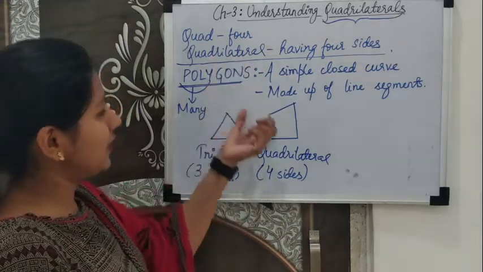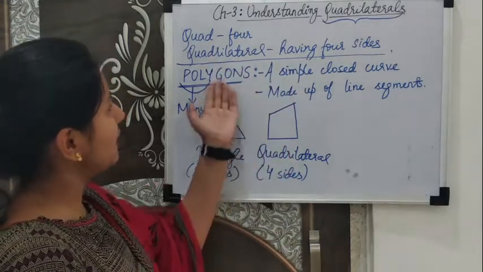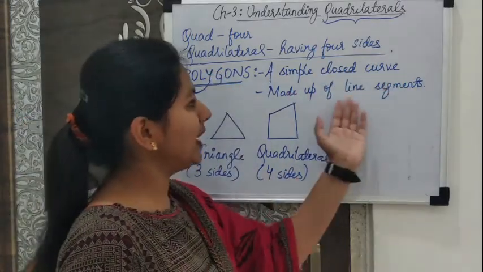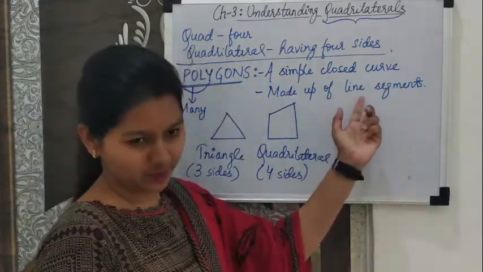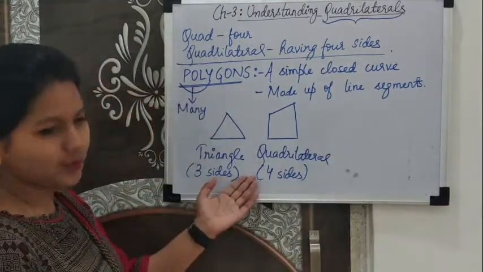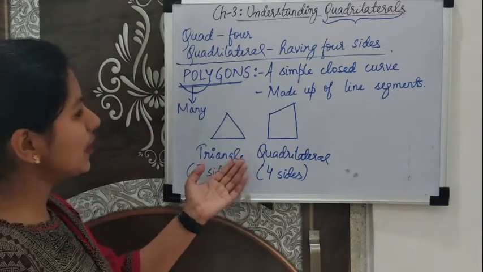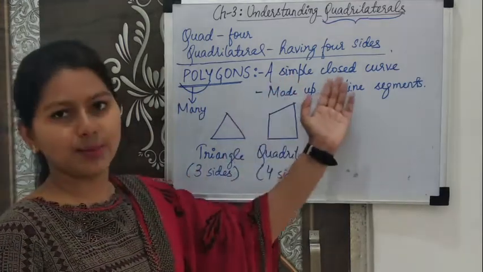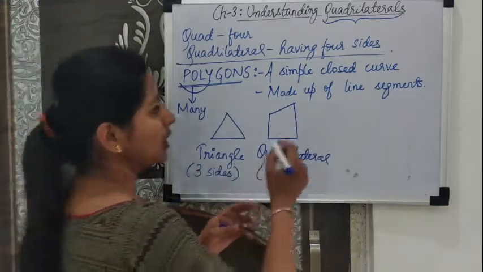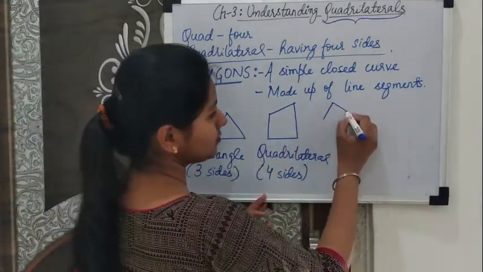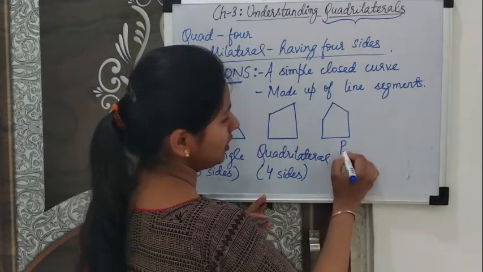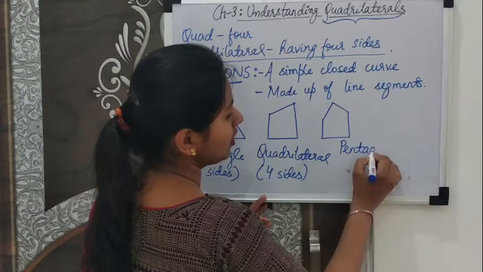So now we can easily define what is quadrilateral. A quadrilateral is a simple closed curve made up of four line segments. In this way also you can say, either you can directly say quadrilateral is a polygon with four sides, or we can say quadrilateral is a simple closed curve made up of four line segments. Now if we have five sides, then it is called pentagon.